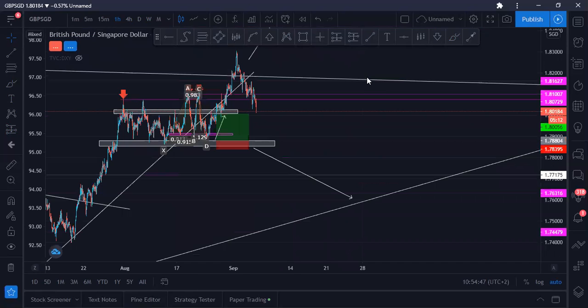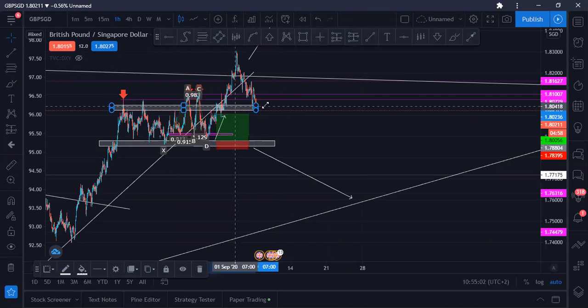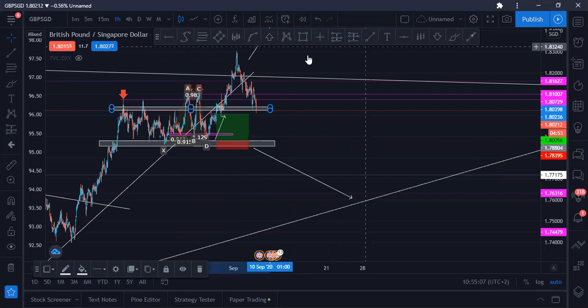Okay, this trade also played out amazing. Let's see if this zone that we have here will be respected. Let's see if this zone will be respected here, guys. This is potentially a good trade as well for the upside.